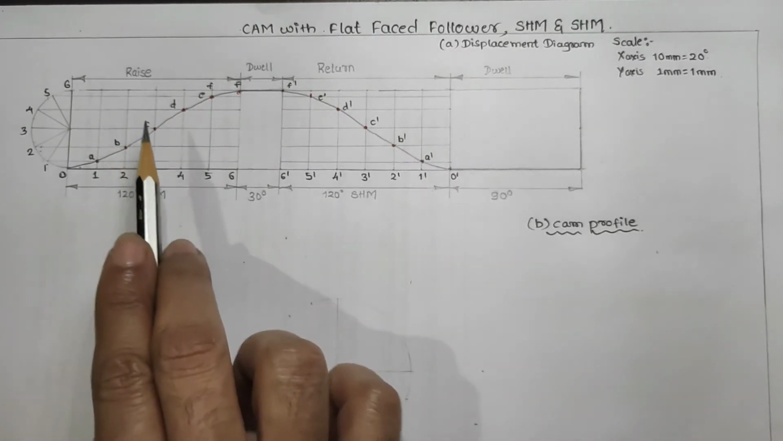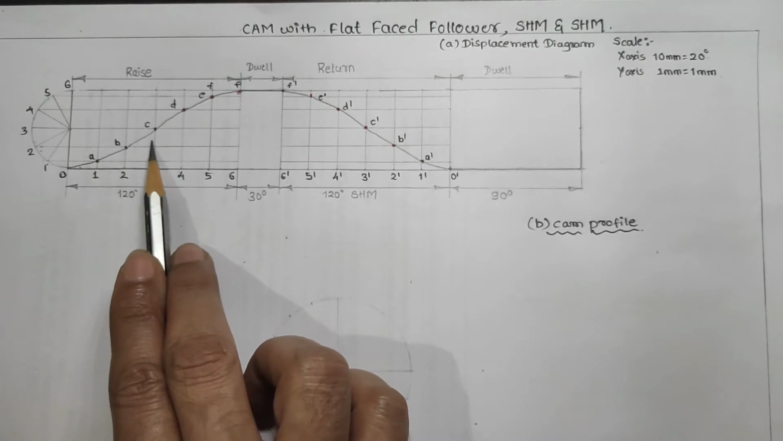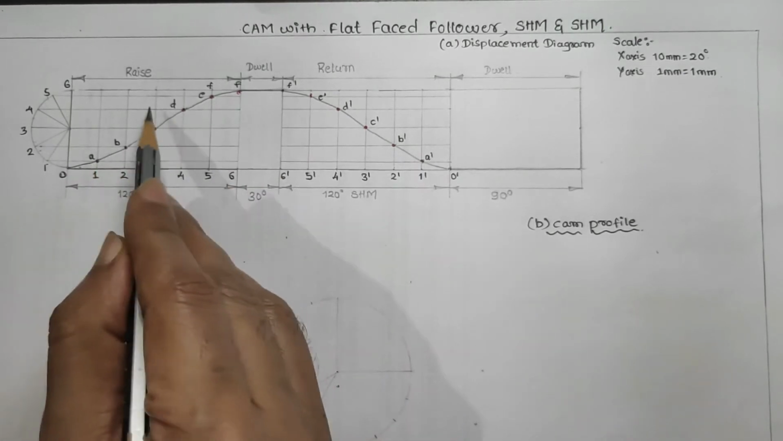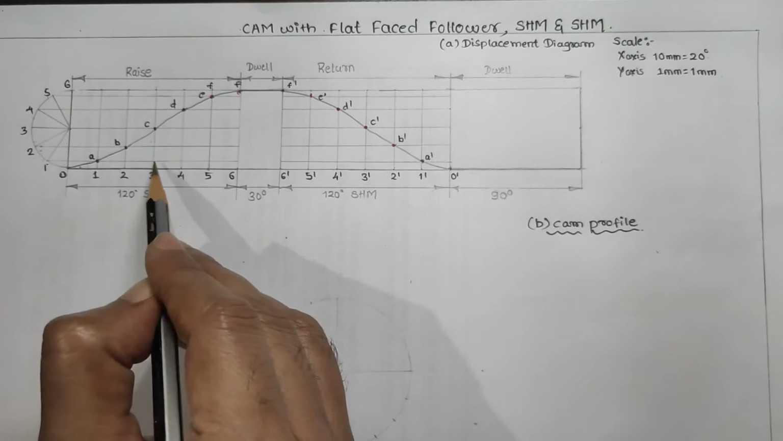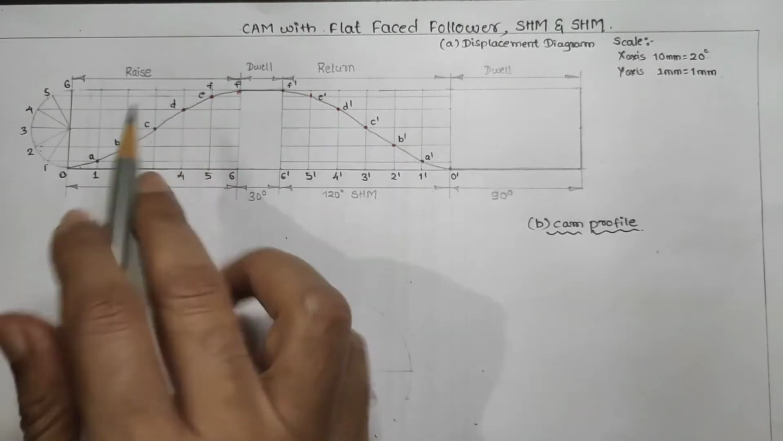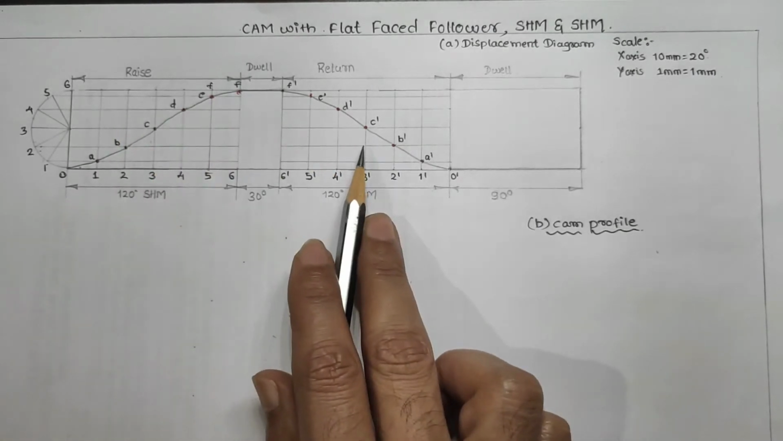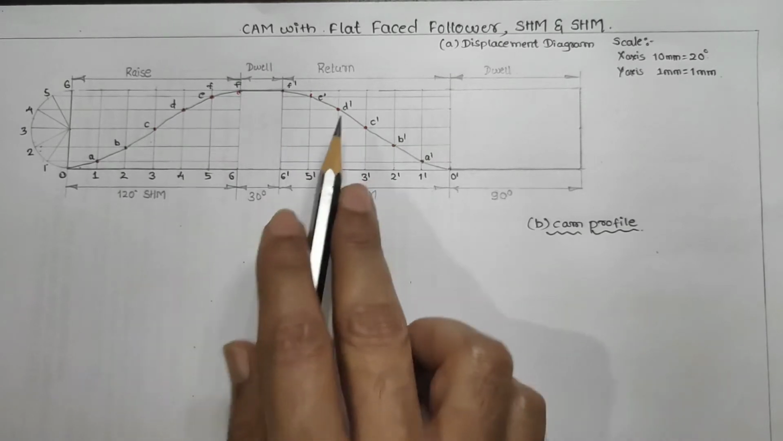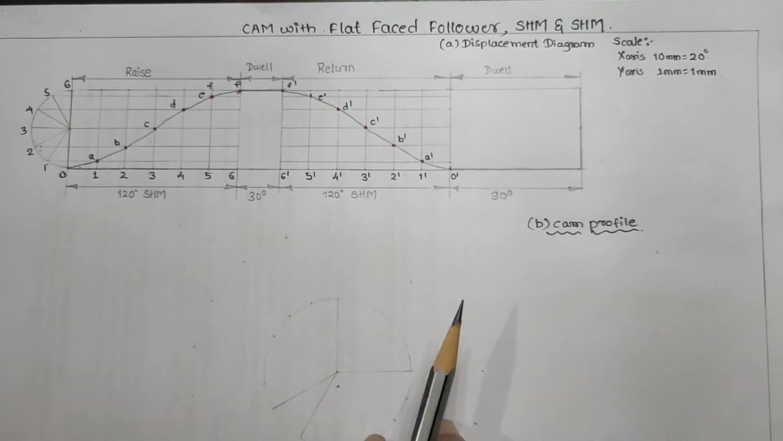If instead of SHM we had been given UARM, we know the procedure: division of this one into 6 parts, then joining these parts. Any of these may be given in the problem, so you have to follow accordingly. Let's come to drawing the cam profile.